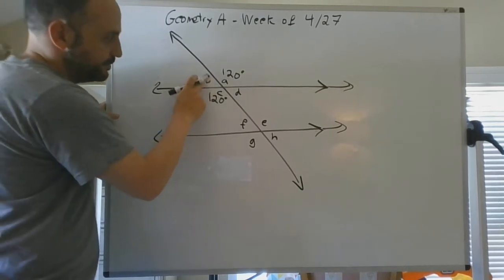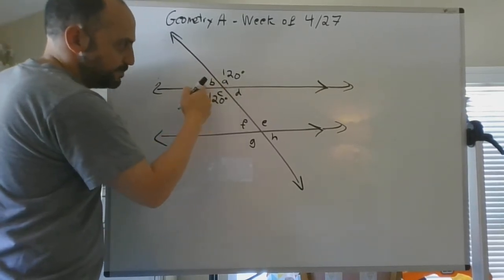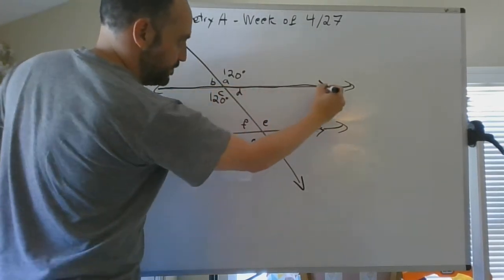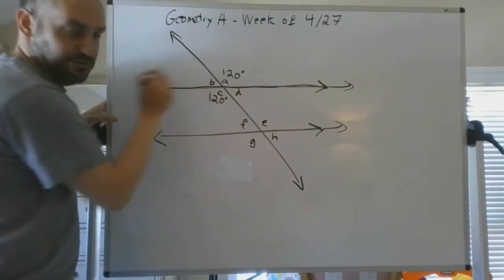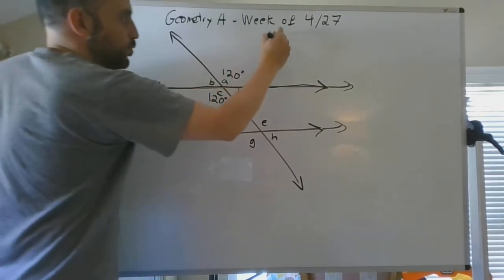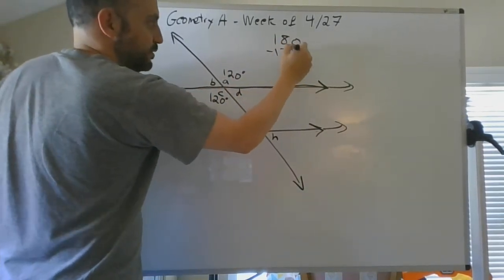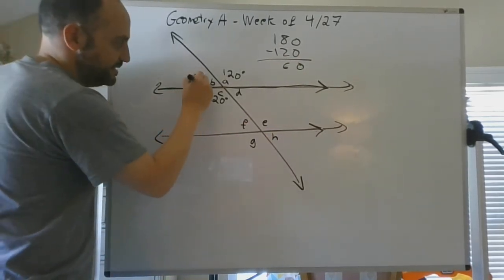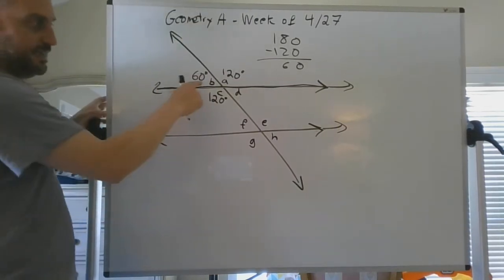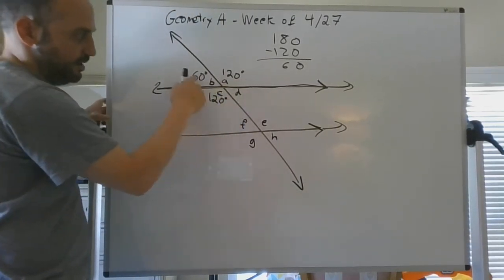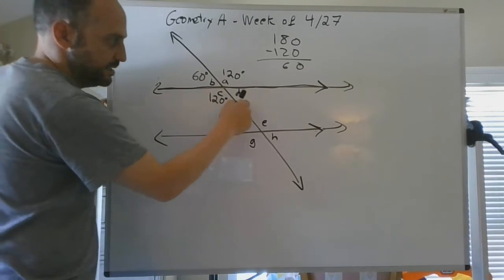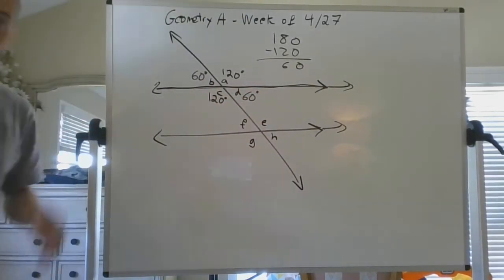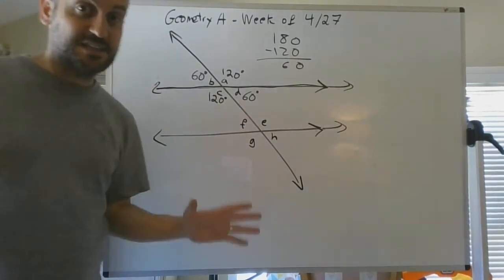Looking up here now. B. A and B are next to each other, and they make a straight line. Linear pair, supplementary. So they have to add up to 180. So 180 subtracted by 120, you're going to be left with 60. So that means B has to be 60. Automatically, if B is 60, let's look at the vertical angles, B and D. So that has to be 60. Now, here is the main part.